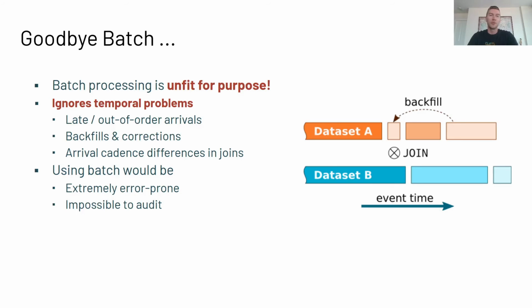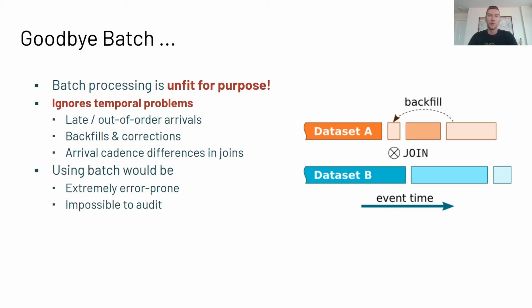So a big part of the solution is the realization that batch processing is actually unfit for purpose. Probably 99.9% of the data processing these days is in the form of batch, but this method, however, is completely ignoring all the temporal problems of data. So think of late arrivals or out of order arrivals, backfills and corrections. If you have datasets that are constantly updating, you will get into the problem of matching the cadences. If one dataset is updated more frequently than the other, they will never get into this consistent state for you to join them meaningfully.